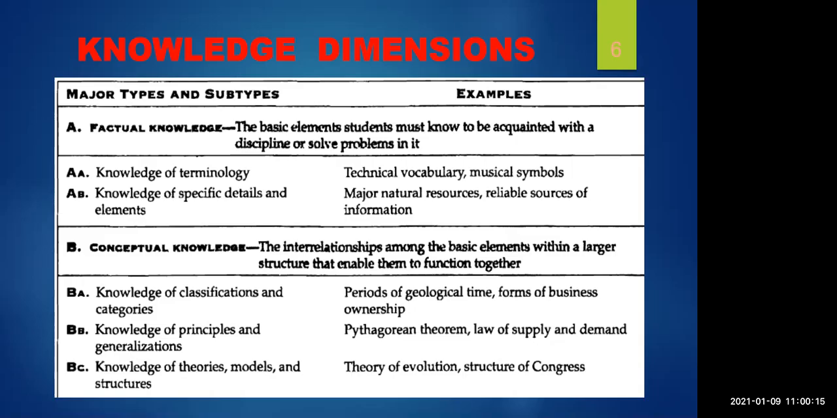So these are some basic things an engineering student has to know. Similarly, knowledge of specific details and elements, major natural resources, reliable sources of information. These are things we studied in school days, the basic science, right?